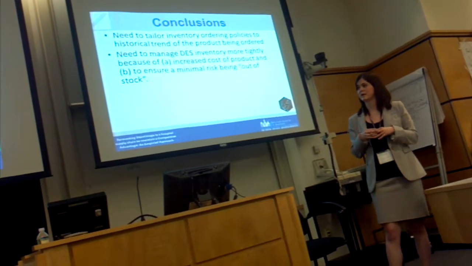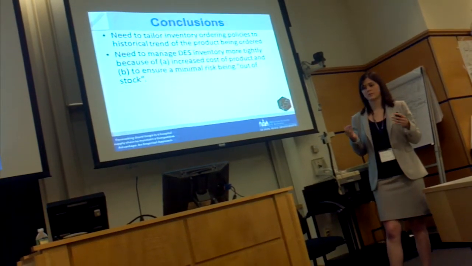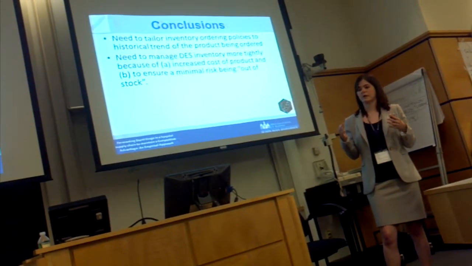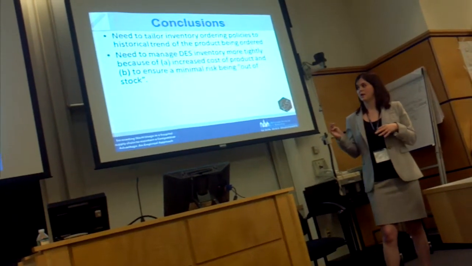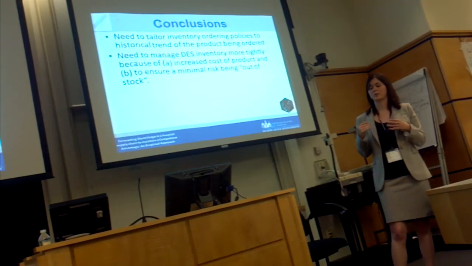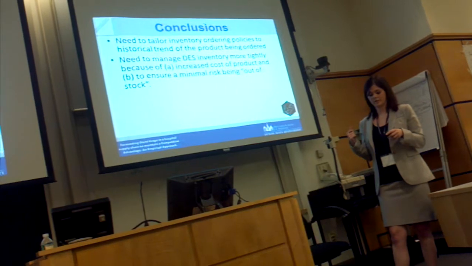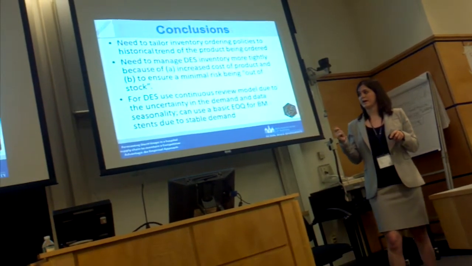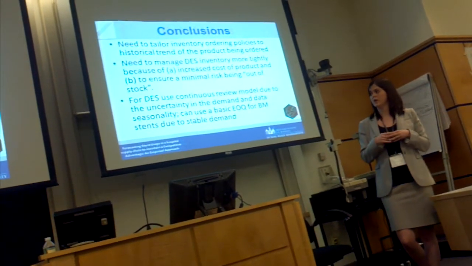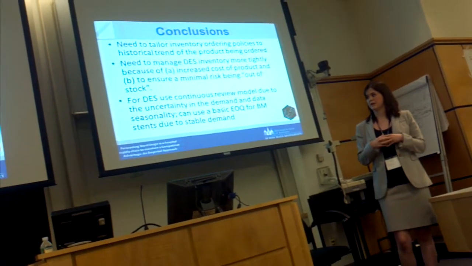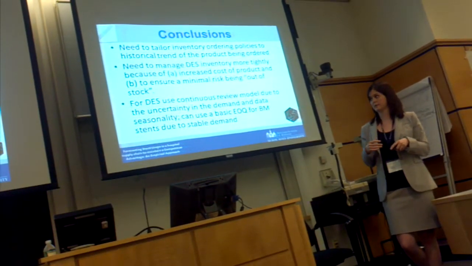We did decide that they need to manage the drug-eluting stent inventory a little bit more tightly than the bare metal because the cost of the product is on average about $1,800 per stent. And they also need to ensure minimal risk of being out of stock since that's the stent that is used most often. So based on all of that, we decided that for the drug-eluting stents, you could use a continuous review model due to the uncertainty in the data, and then a basic EOQ model for bare metal stents due to the more stable demand.